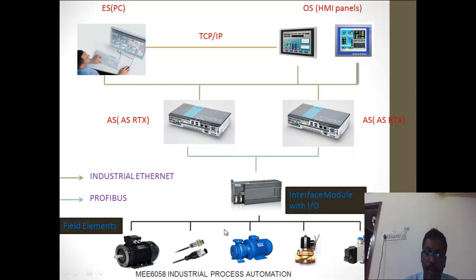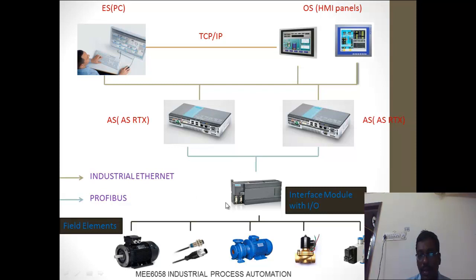It acquires the data from each and every element of the process and transfers the data to the engineering station or operating system with the help of the automation system real-time extension. That is how all the data is transferred. Okay, so what happens from the DAC card?